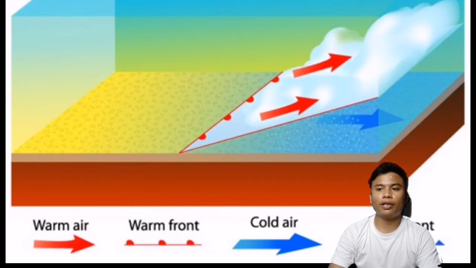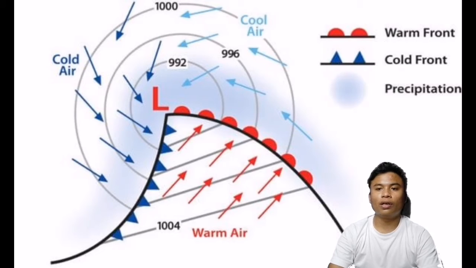Also, let's talk about depression, also referred to as low, which is where air is rising. As it rises and cools, water vapor condenses to form clouds and perhaps precipitation.